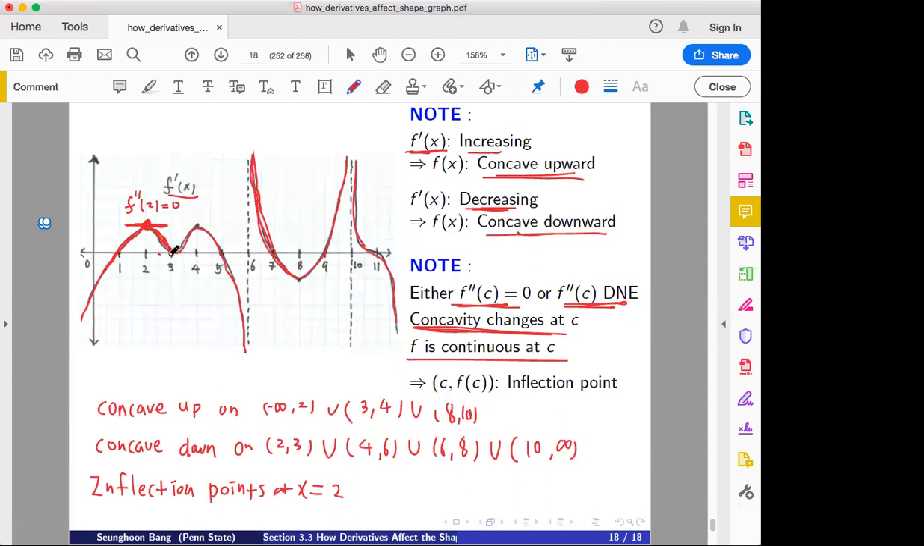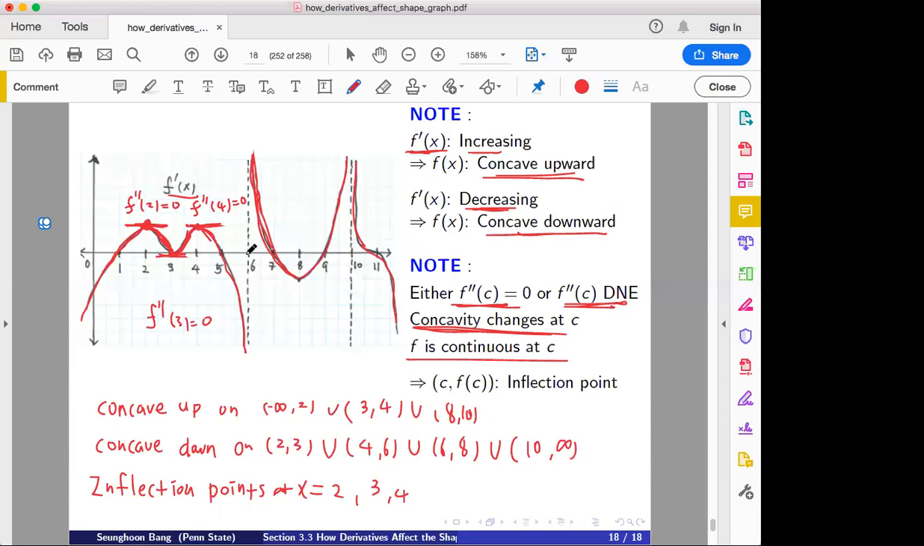What about 3? Same. The second derivative is 0. So f prime is decreasing and then increasing. Concave down to up. So down to up, yes, inflection point. What about 4? Is there an inflection point at 4? Yes, same. The second derivative at 4, we have a horizontal tangent line equal to 0. So here, f prime is increasing and then decreasing, concave up to down. Concavity changes at 4.